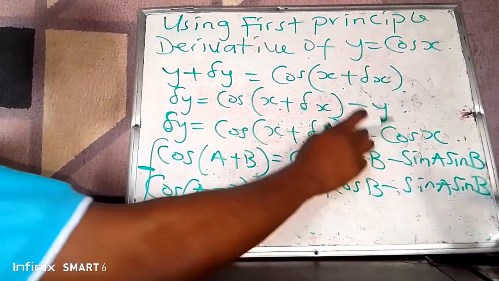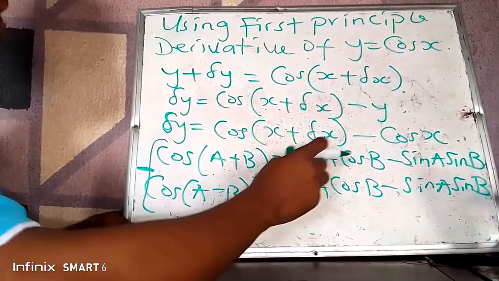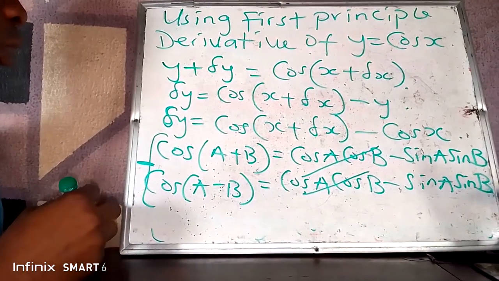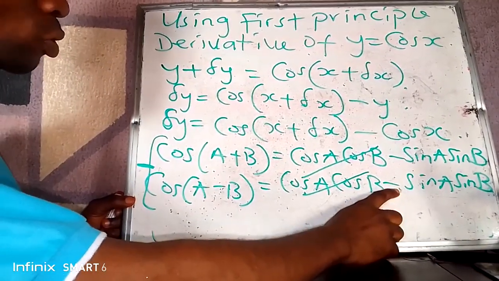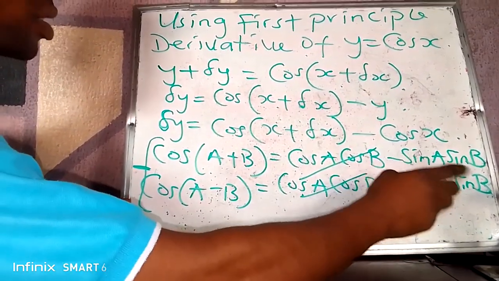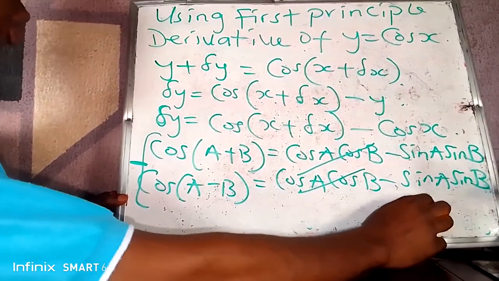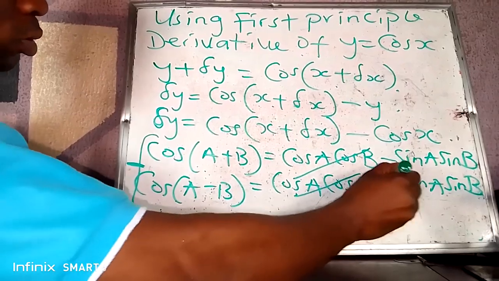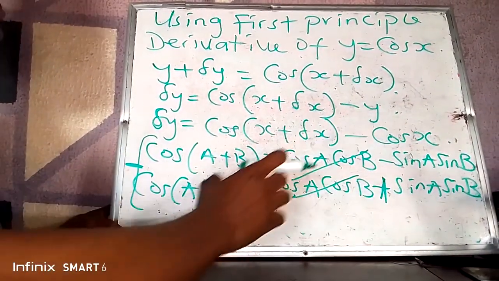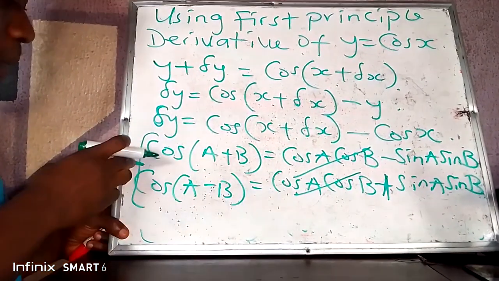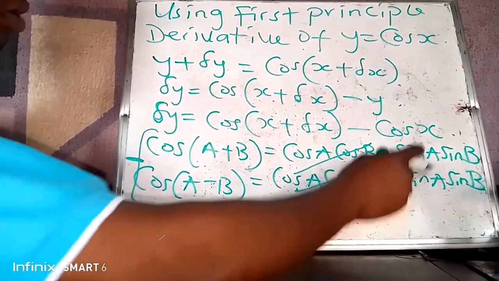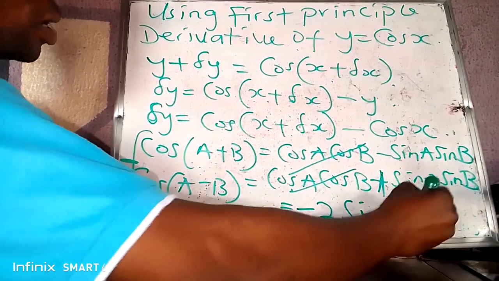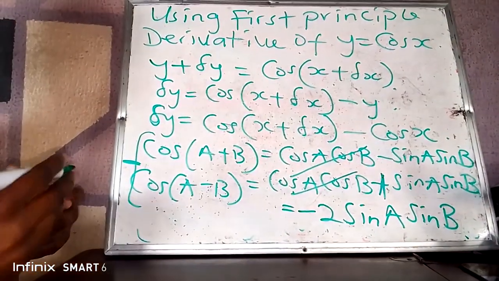We subtract. According to what you see here, we are going to subtract. If I subtract, cos A cos B and cos A cos B will cancel. Minus sine A sine B minus plus sine A sine B gives minus sine A sine B minus sine A sine B, that is minus 2 sine A sine B.